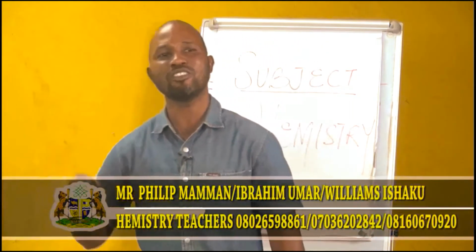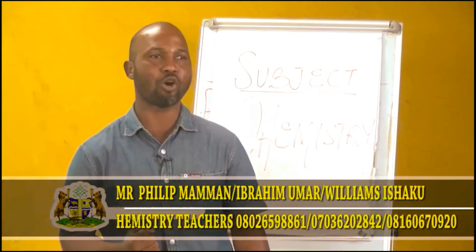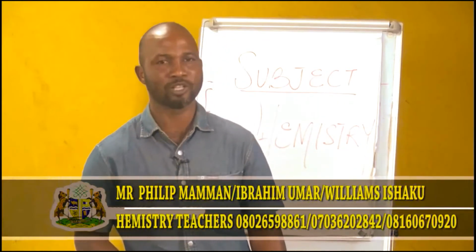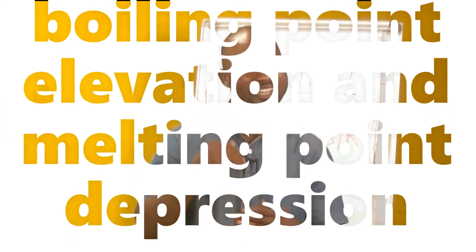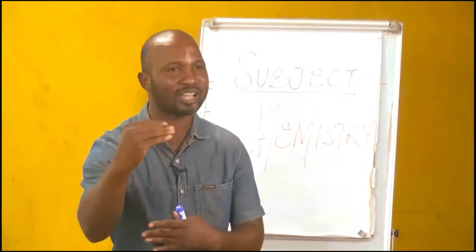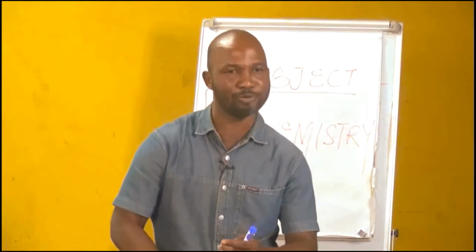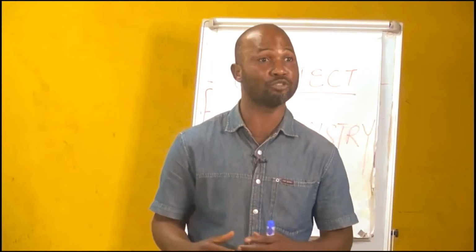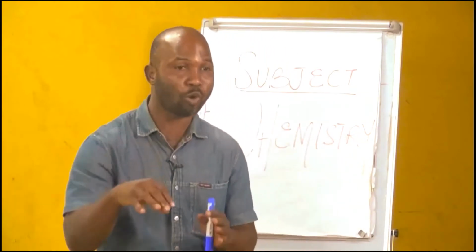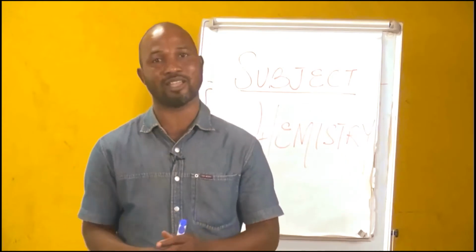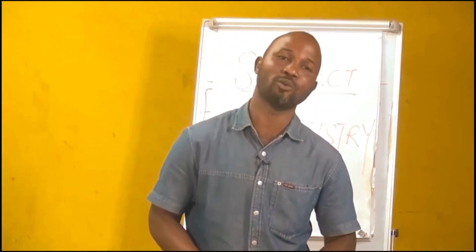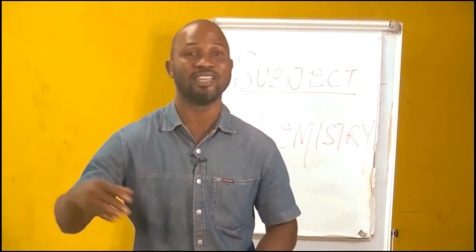Now, there are phenomena associated with this. One of them we call melting point depression. The other one we call boiling point elevation. Now, what is boiling point elevation? It means the increase in the boiling point of a substance due to the presence of impurity. Earlier on, I mentioned to you that when you introduce salt to water, the boiling point of that water increases because of the presence of that salt, which is an impurity. So we refer to that as boiling point elevation.